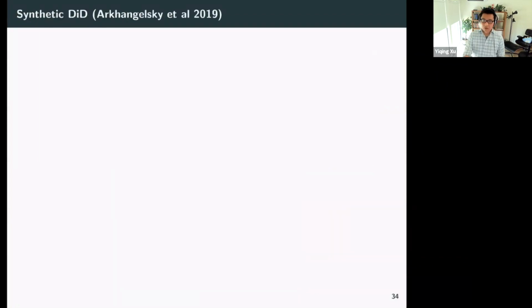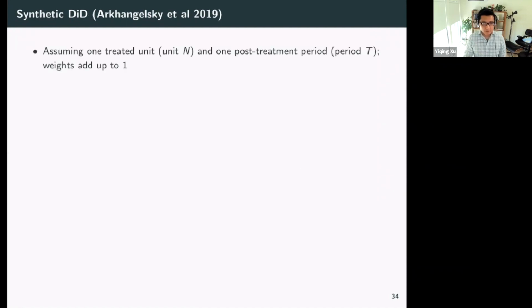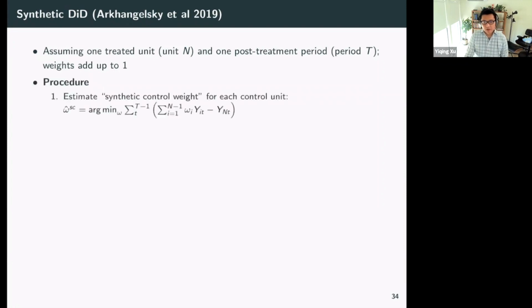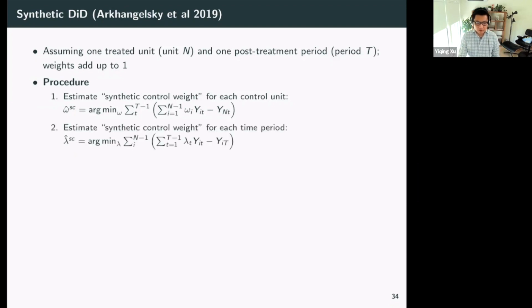Okay, so these are for the augmented synthetic control, and then the second approach is fairly similar: synthetic difference in differences. Again, we assume there's one treated unit. Here they assume unit N, not unit one, and one post-treatment period, and the weights add to one. The procedure is that you first get the weights cross-sectionally, synthetic control weights for each control unit, and then you get a synthetic control weight for each period. The first is for each control unit, and then for each time period.